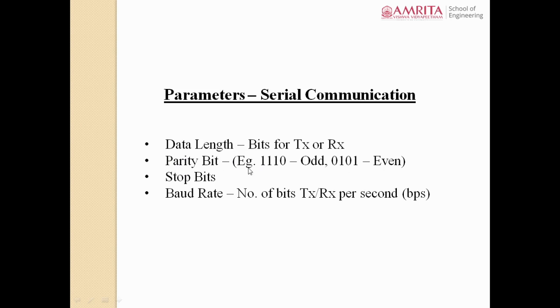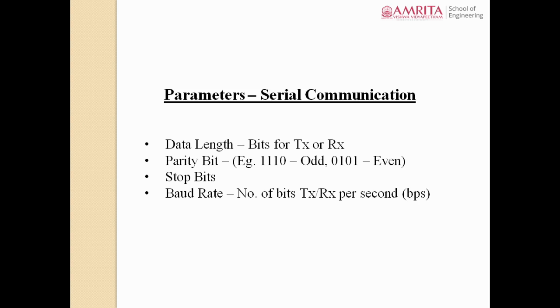For representing odd parity, you will make this parity bit 1. For representing even parity, you will make this parity bit 0. So if the parity bit is 1, your number has odd parity, and if the parity bit is 0, it tells that your number has even parity. So that is the use of the parity bit.